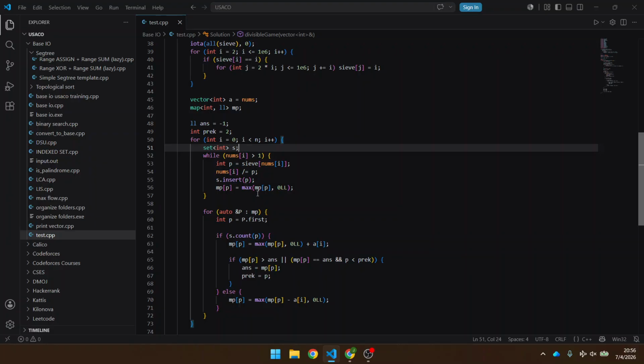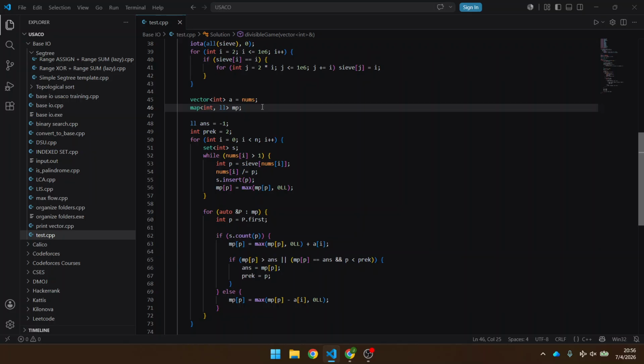Yeah, so we have a set of the current primes. First we get the prime from our sieve, right? We divide equal to prime, and then we insert this prime into our set of primes, and then we add this prime into our map.